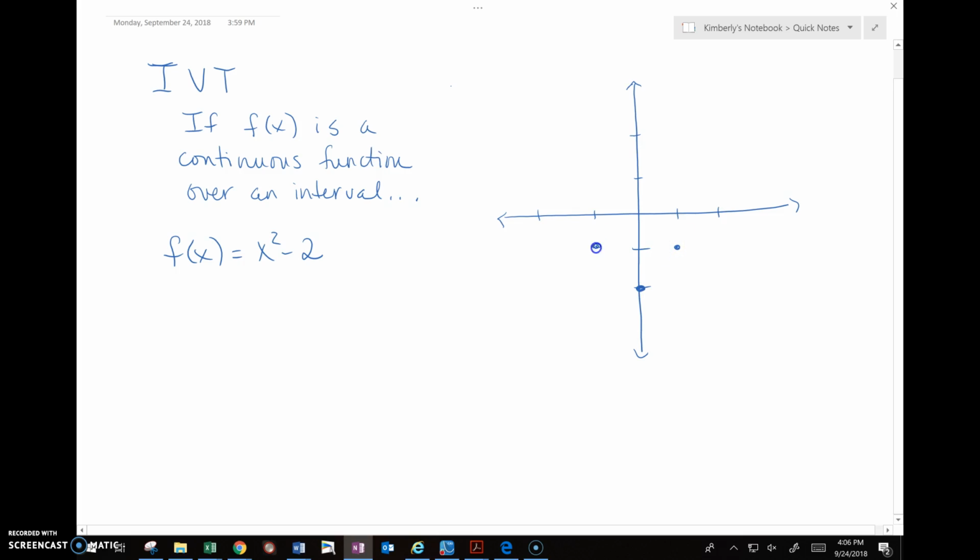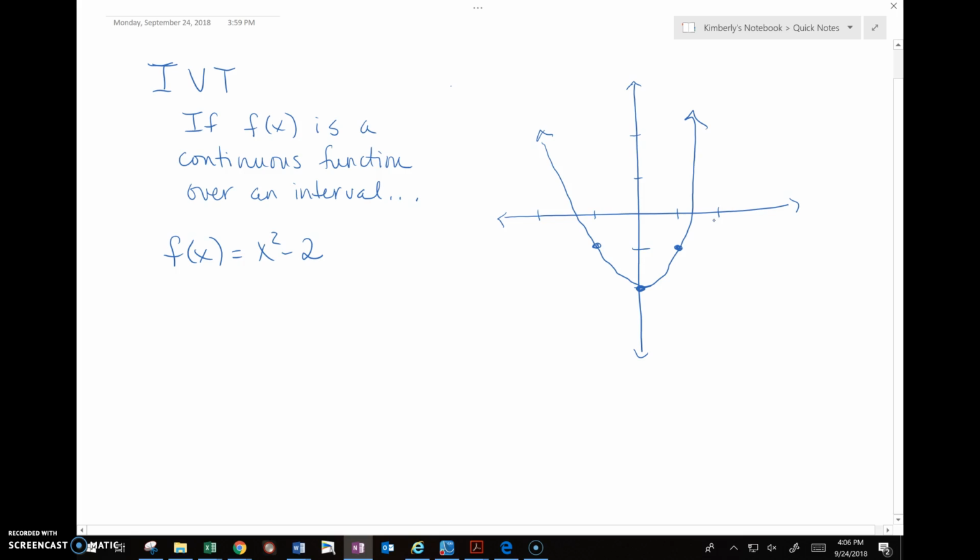So I know I have these values, and I also know that I have to cross the x-axis somewhere. And it's a pretty good chance that it's going to do it somewhere between 1 and 2. And yes, the square root of 2 is between 1 and 2. So how do we use the intermediate value theorem to prove that there is indeed an x-intercept between 1 and 2? Well, first of all, polynomials are continuous.